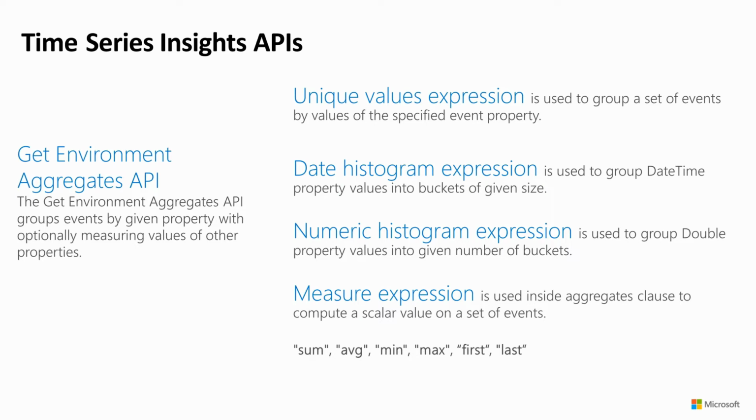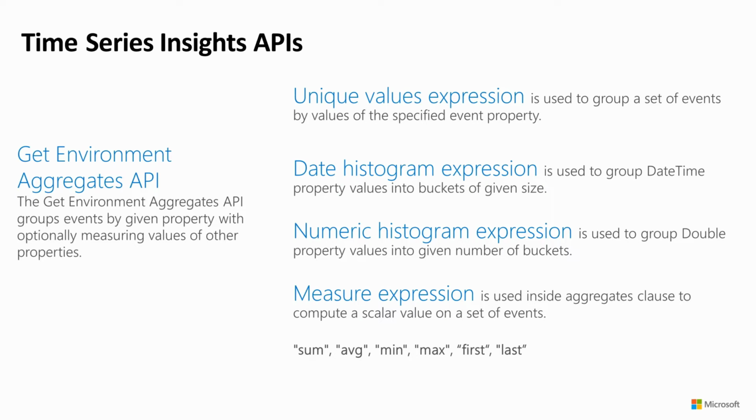Now, within the aggregate expressions, there are 4 key types of expressions that we see users use quite frequently. The first are unique value expressions, and these are used to group a set of events by values of a specified event property. The second are date histogram expressions, and this groups date time properties into buckets of a given size. So think of this as creating intervals. The third is numeric histogram expressions, which groups doubles, which is the type of numeric value that Time Series Insights handles, into a given number of buckets.